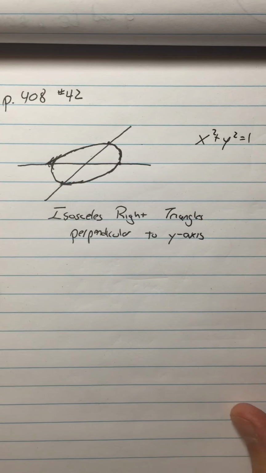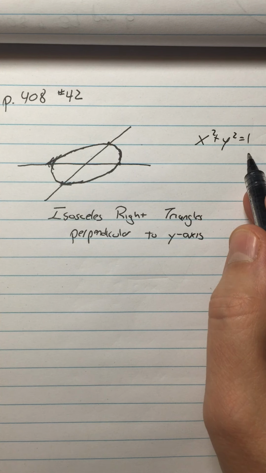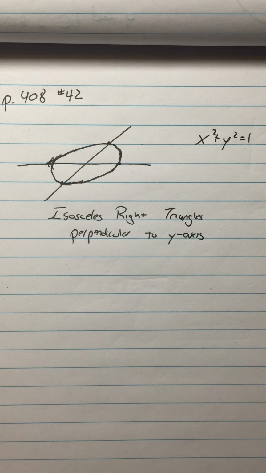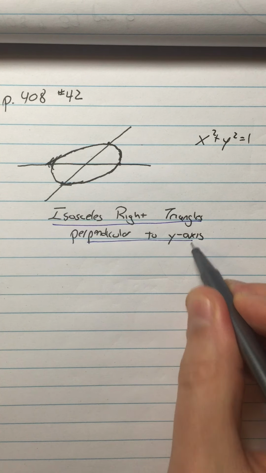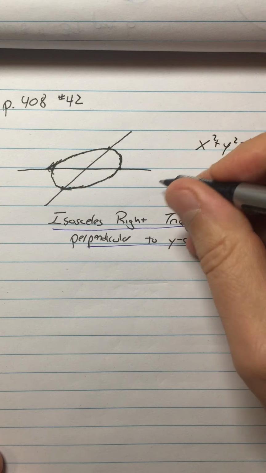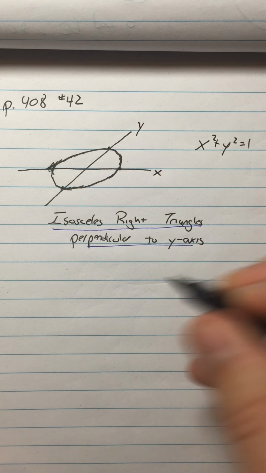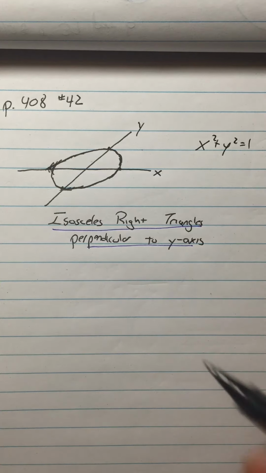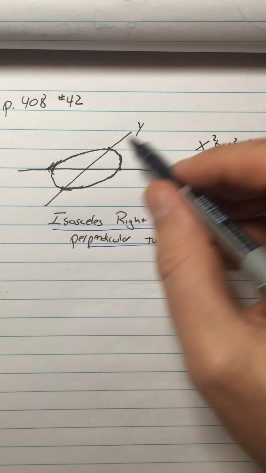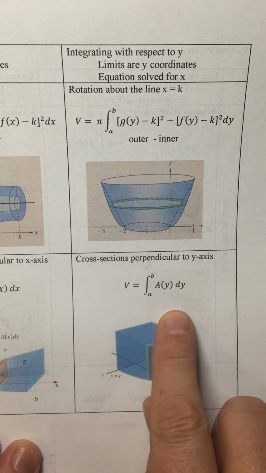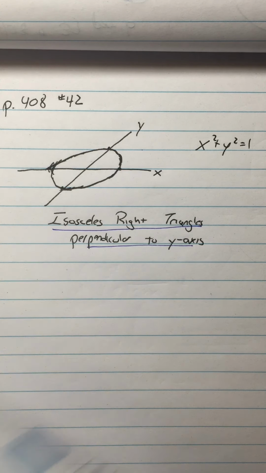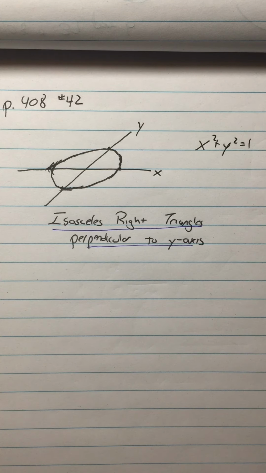In 42, I've got the equation x squared plus y squared equals 1, and there are two keys here. One is that I'm doing isosceles right triangles, and the other is that I'm doing perpendicular to the y-axis this time. On a diagram like this, it's important to label your axes. I've noticed a lot of books do really weird things, like having y coming down this way. I always have y going this direction and x going that direction, just for consistency. Since our triangles are perpendicular to the y-axis, all that changes is we put everything in terms of y. So we need to solve the equation for x.